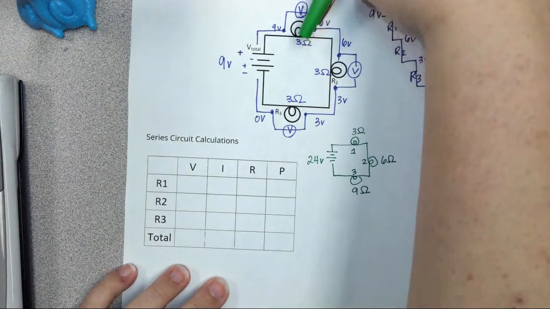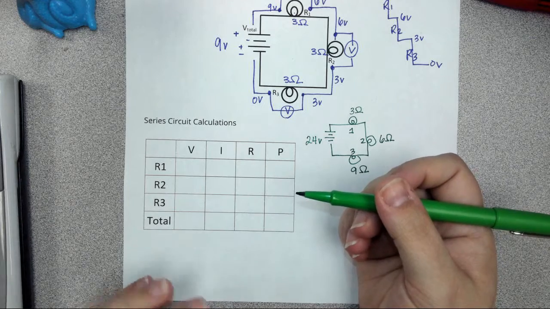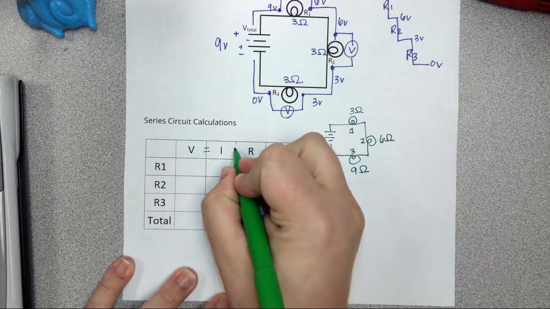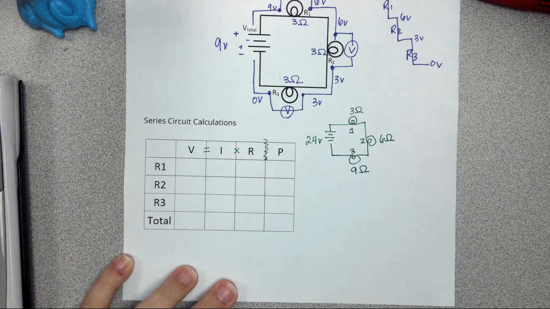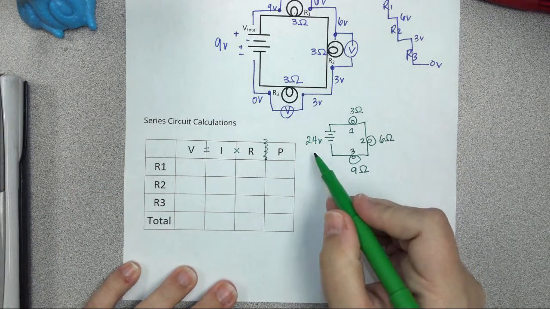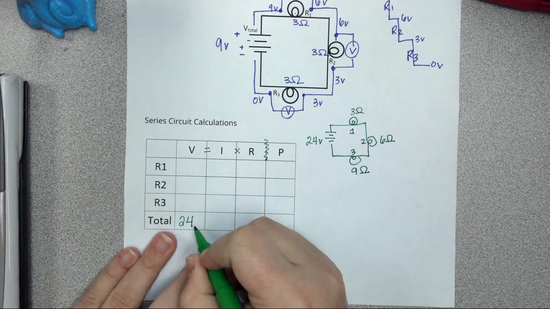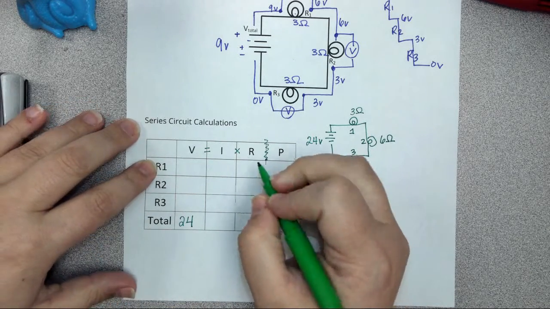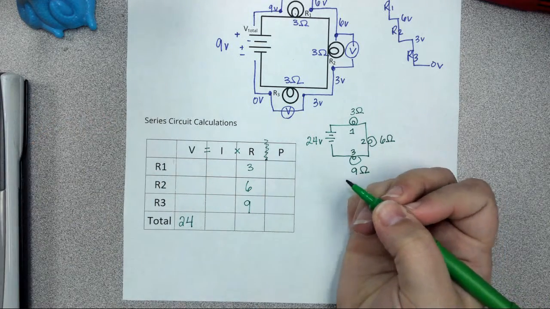So we have our chart set up here, and basically this chart is just using Ohm's law to help you keep track of your information. So we know that V is equal to I times R, and power we'll get to in a little bit, so pretend there's a little invisible line there. Okay, so the first step to using this chart is to plug in all of your given values. Well, we said that we had 24 total volts. Okay, so we're going to put that in total, and then each resistor has its own resistance. So we're going to write those down: 3, 6, and 9.